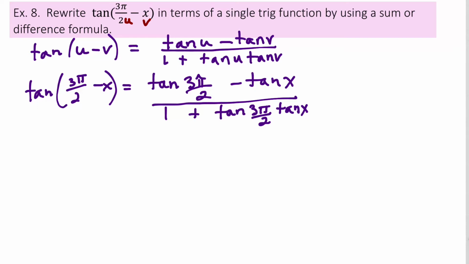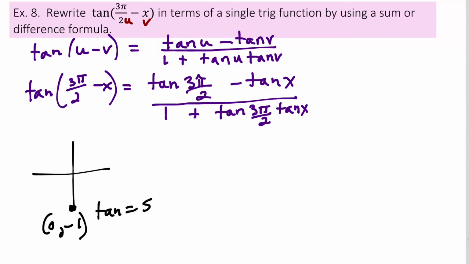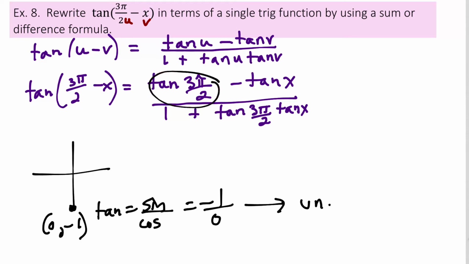So I'm going to substitute in the formula now. The next thing I'm going to do is figure out what the tangent of 3 pi over 2 is. So 3 pi over 2 has a cosine of 0 and a sine of negative 1. The tangent is equal to the sine over the cosine, so we have negative 1 divided by 0. That's undefined. So I can't use this form to simplify tangent of 3 pi over 2 minus x if I have an undefined situation here and here. I have to take a different route when this shows up.